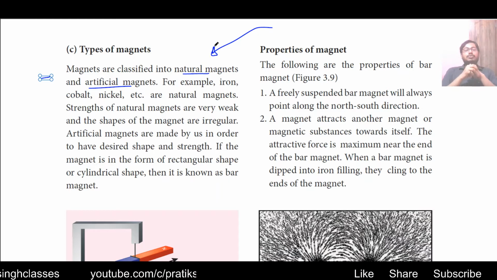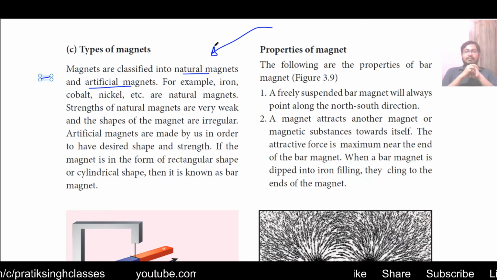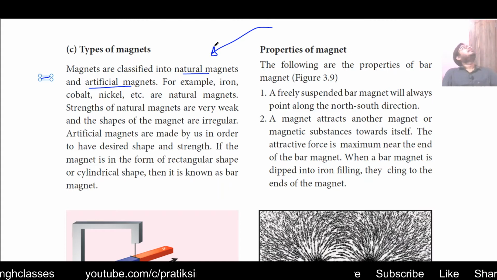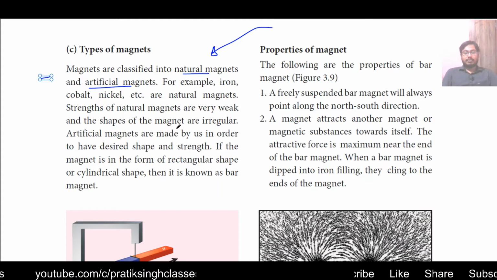Why do we need to make magnets artificially? The reason is that sometimes we need a very high magnetic field, which is not possible with a natural magnet. We make a substance through which we can get a very high magnetic field, and for that we make artificial magnets. Now here, let us see what is the definition given in the book.